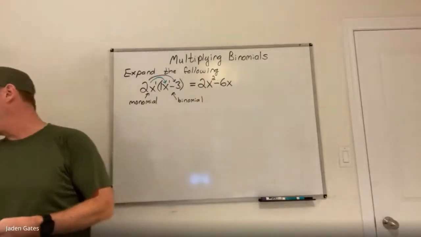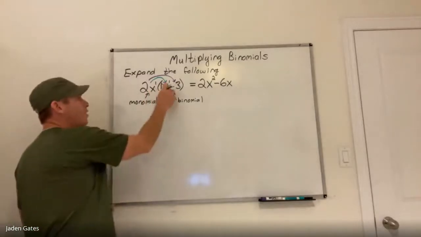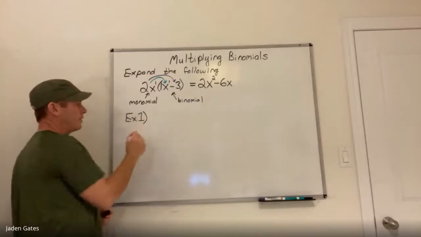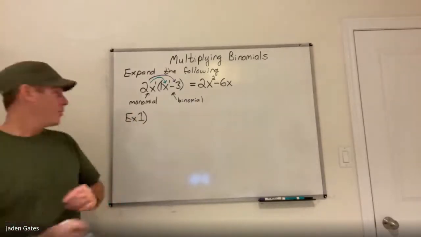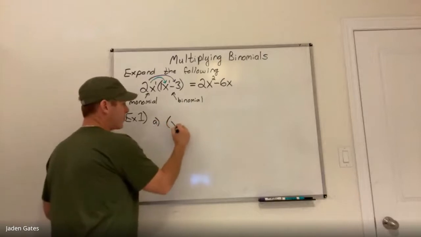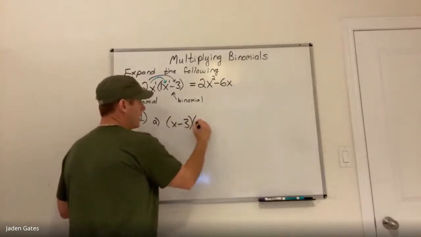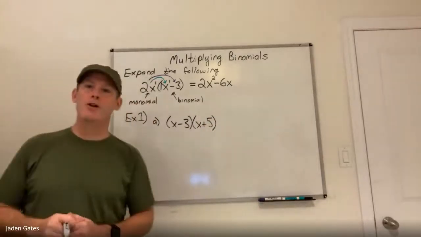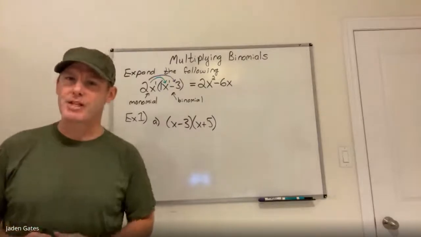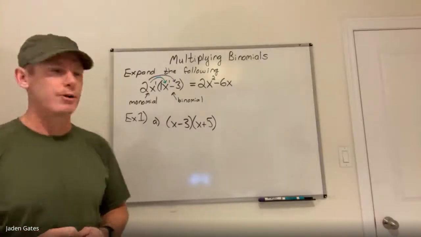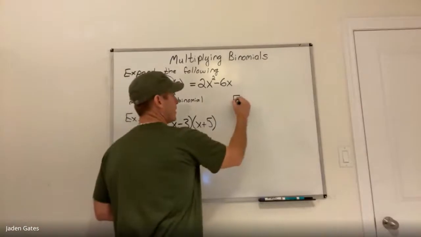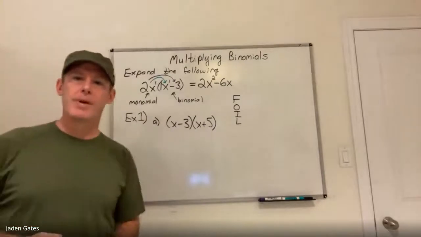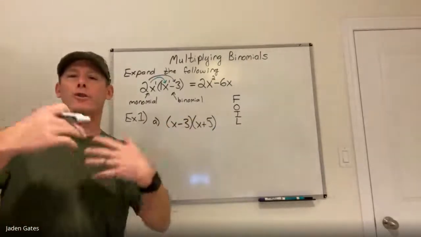Now, what we're looking at today is taking a binomial times a binomial. So for example, see example 1, A, where I have an x minus 3, there's a binomial, times an x plus 5. Now, a little bit different. I'm not going to use the rainbow rule. Well, I kind of am, but I name it something different when I'm doing a binomial times a binomial. And that process is called FOIL. Now, FOIL is what we call an acronym. It means that every letter in that word actually stands for another word.